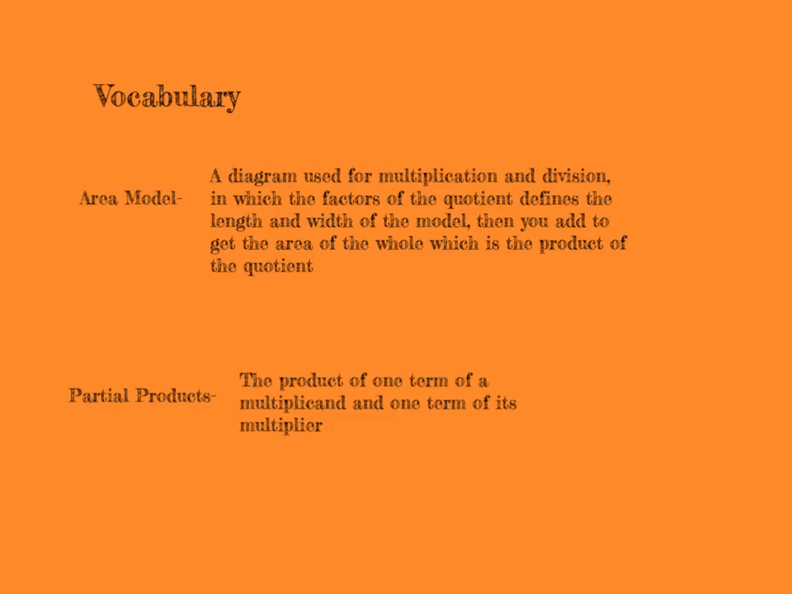Here is some vocabulary. Area model: a diagram used for multiplication and division in which the factors of the quotient define the length and width of the model. Then you add to get the area of the whole, which is the product of the quotient. And partial products: the product of one term of a multiplicand and one term of its multiplier.